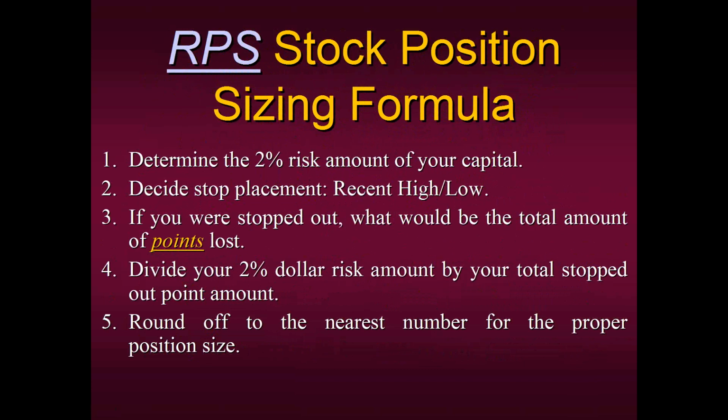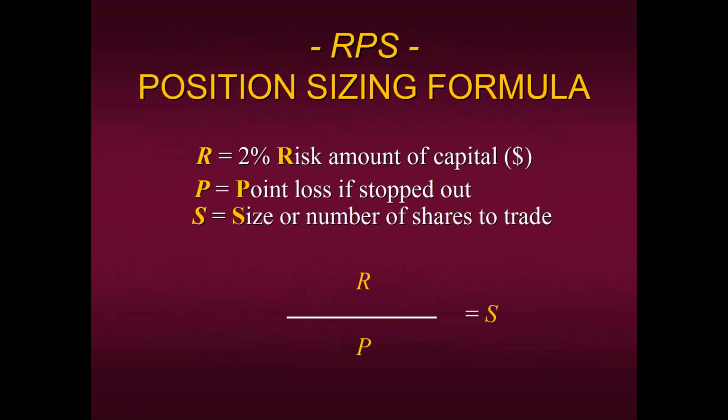And then you simply, after you calculate that, round it off to the nearest number for the proper position size. It's that simple. Let's look at that in the formula now. All right, R equals the 2% risk amount of capital. P equals the point loss if stopped out. And S equals the size or number of shares to trade. So R divided by P equals S.